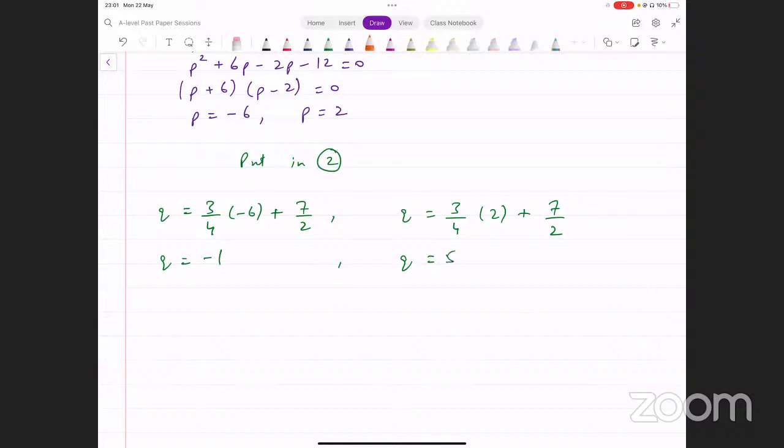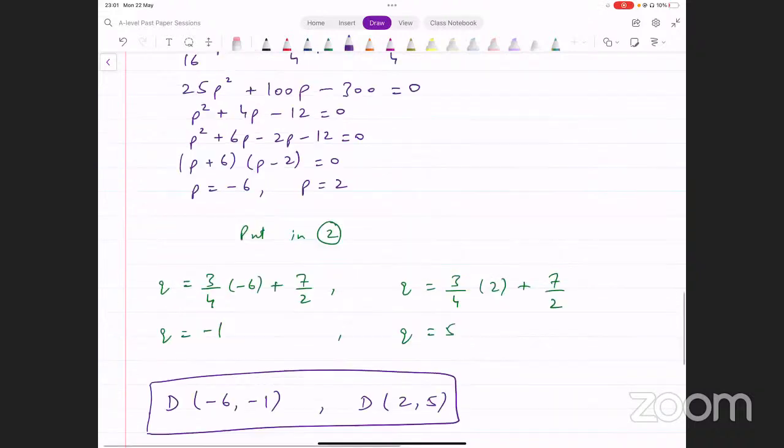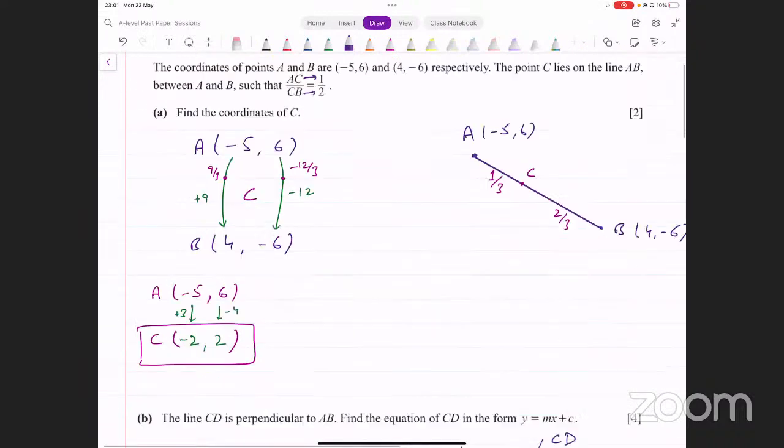So the coordinates of D that we get therefore are -6, -1, right? These two. And then the second one are 2 and 5. These are the two possible coordinates, two possible points D that we get from this. -6, -1, and 2 and 5. All right, that was question number 11 from this worksheet.